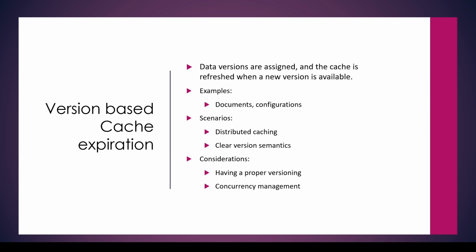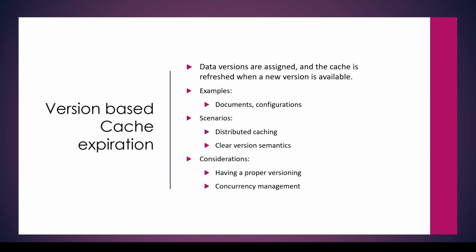The last expiration policy that we will cover is version-based cache expiration. In this policy, we assign some data versions to cache entries, and the entry is refreshed when a new version is available. So the expiration is based on the versions of that entry. How does it happen? We generally associate a version number with each cache entry.